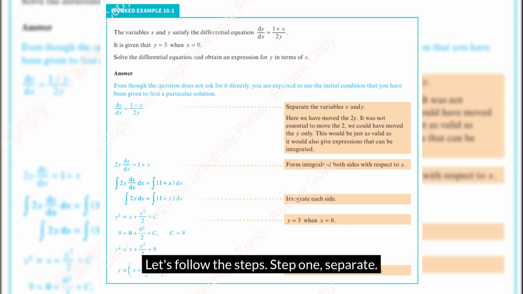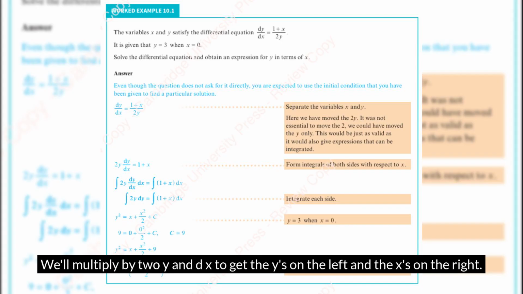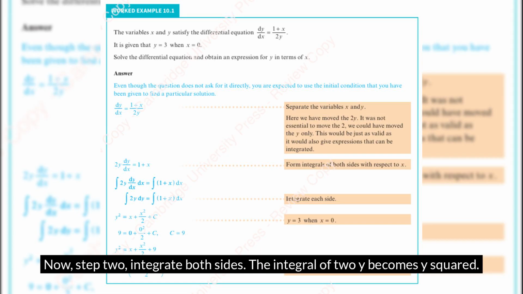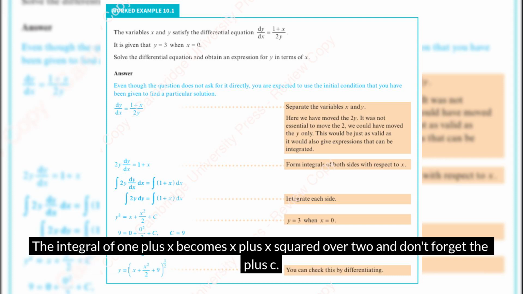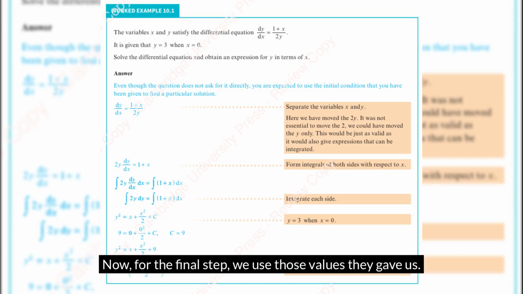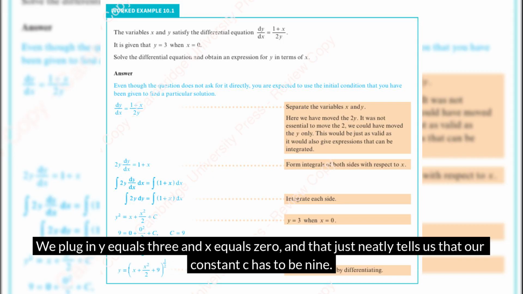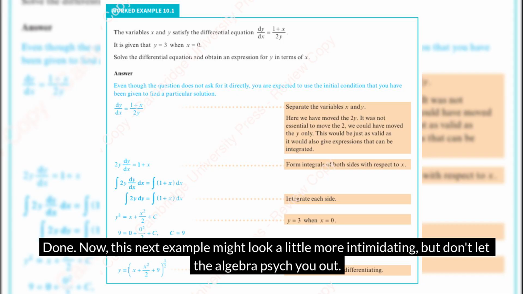Step 1, separate. We'll multiply by 2y and dx to get the y's on the left and the x's on the right. Now, step 2, integrate both sides. The integral of 2y becomes y squared. The integral of 1 plus x becomes x plus x squared over 2, and don't forget the plus c. Now, for the final step, we use those values they gave us. We plug in y equals 3 and x equals 0, and that just neatly tells us that our constant c has to be 9. Done.